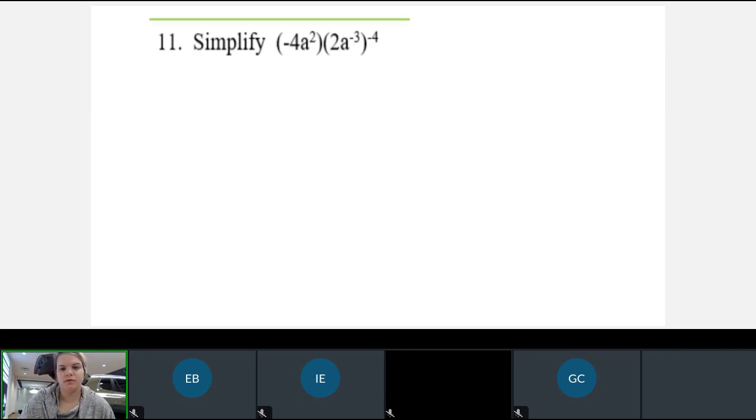So again, we are going to do the exponent first. This exponent is only with this term, okay? If there was another set of parentheses and all of this was raised to the negative 4th, then it would go to both, but this is just to the last one.